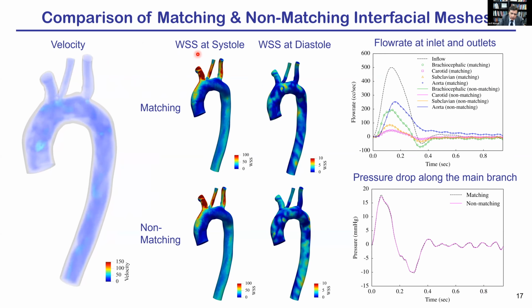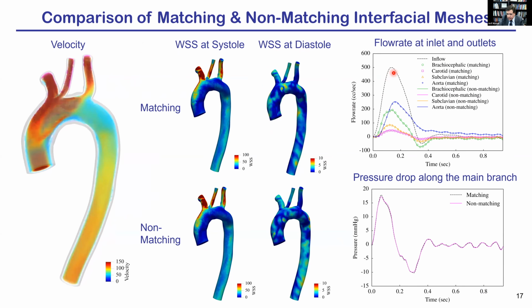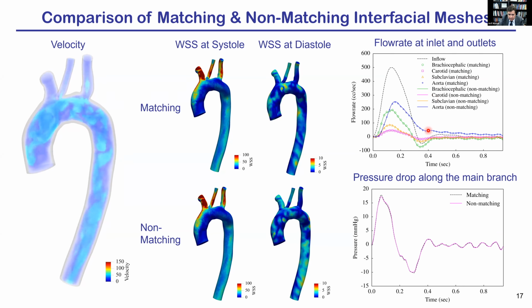Here's the wall shear stress at systole, and we are comparing matching and non-matching, with fairly comparable results. Here is the wall shear stress at diastole, and again, fairly comparable results between the two discretizations. Here's the flow rate at the inlet and outflow rate with matching and non-matching meshes, and again, close correlation. So it means that the method we are providing for coupling non-matching and matching meshes is accounting for all of these features. And here's the pressure drop along the main branch.